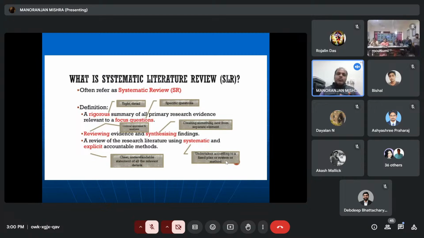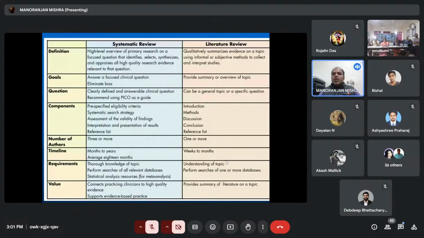Definition: a high-level overview of primary research and a focused question, which identifies, selects, synthesizes, and appraises all high-quality research evidence relevant to that question. When I say literature review, it is qualitatively summarizing evidence on a topic using an informal or subjective method to collect and interpret studies. So when we say LR, you can use Google Scholar, do some random or haphazard search, get some articles, and then go and write this.